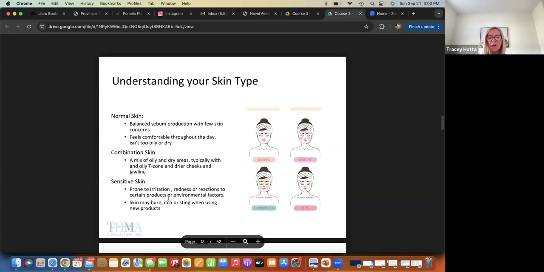And then a lot of what we come across in a dermatology office is people who have sensitive skin, and people who have sensitive skin are prone to irritation, redness, or reactions to certain products or environmental factors. So their skin may burn, itch, or sting when using new products.